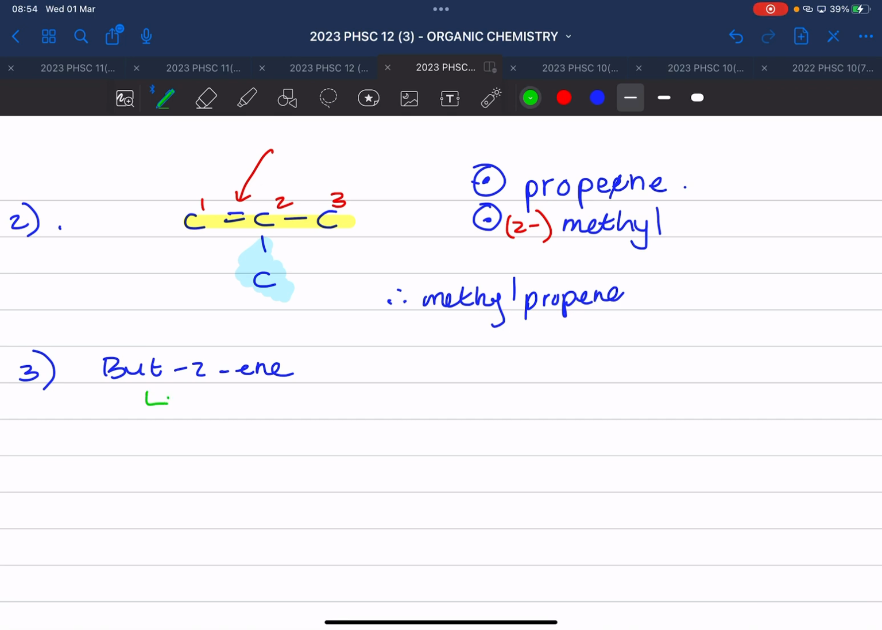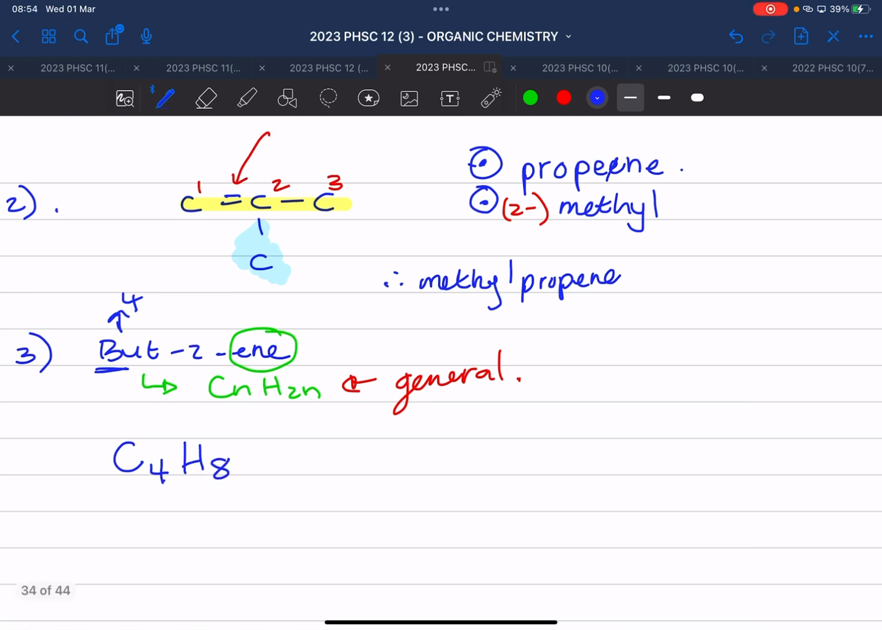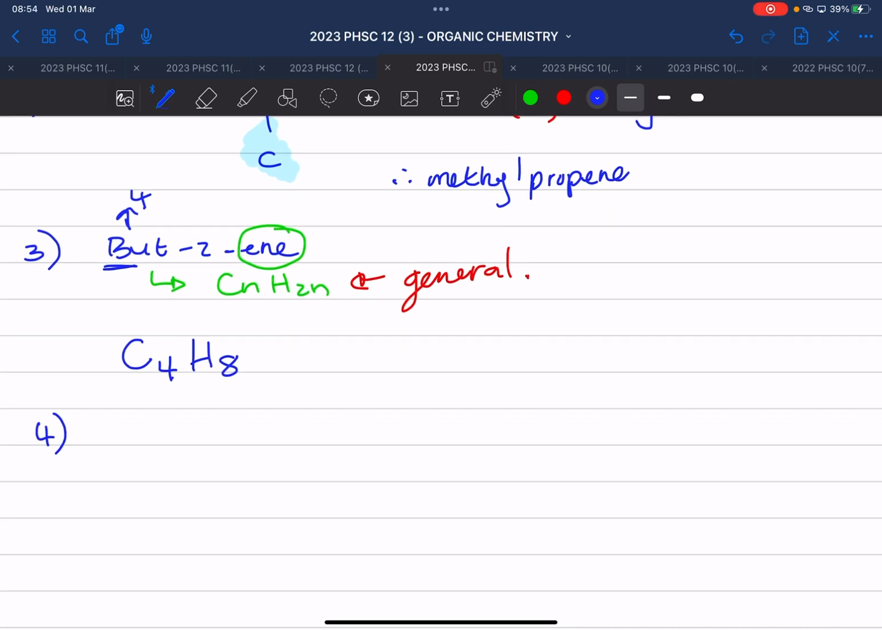Now, what I would do is I would say, right, this belongs to the alkene homologous series. So the general formula is that one that I studied. Okay, that's the general formula. They want the molecular formula. How many carbons do I have? But tells me I have 4 carbons. So C4, and then my H will be 8.